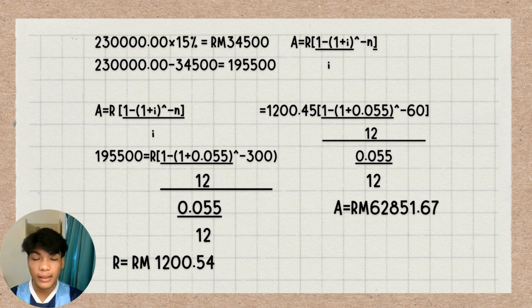Solution for question C. Using the same formula, A equal to R, 1 minus 1 plus i to the power of negative n over i. 1,245, 1 minus 1 plus 0.055 over 12 to the power of negative 60, over 0.055 over 12, and the answer is A equal to RM 62,851 and 67 cents.